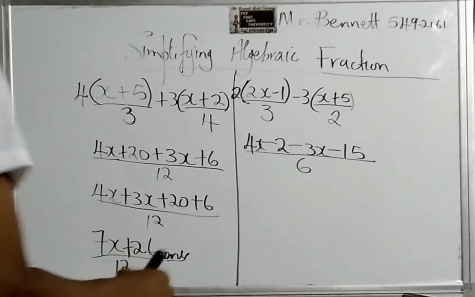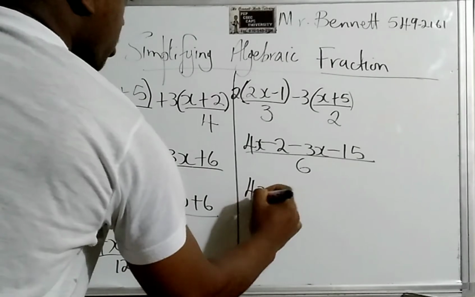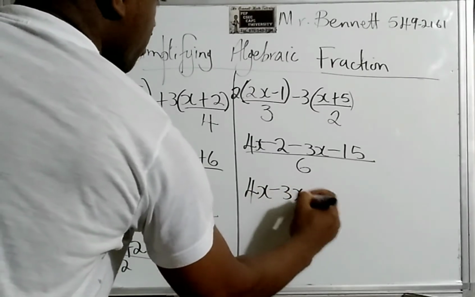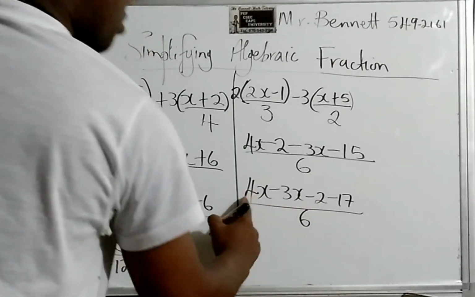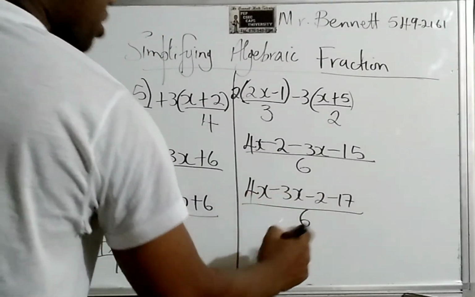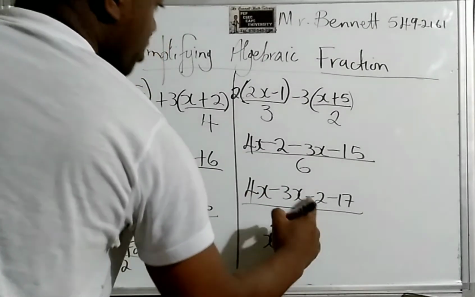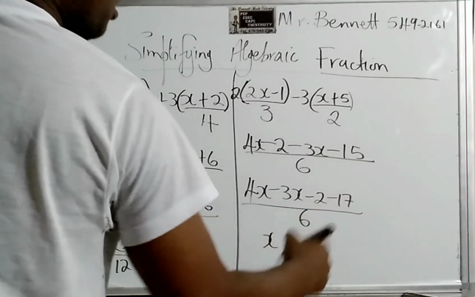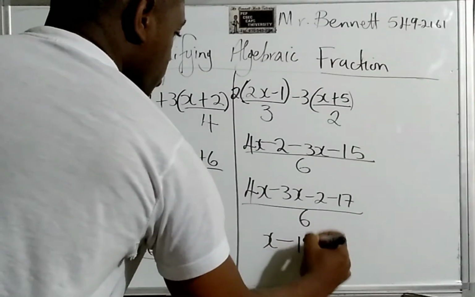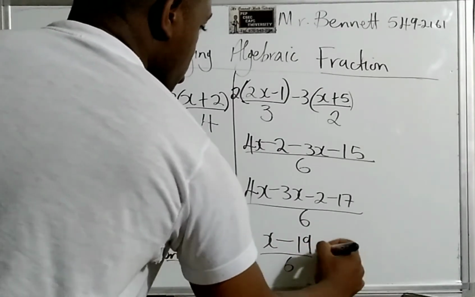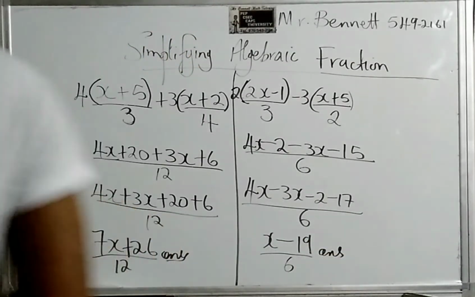And then we can simplify. So it would be 4x minus 3x minus 2 minus 15, upon 6. Group them and simplify. 4x minus 3x would give us x. Negative 2 minus 15, both of them are negative, so we add them and keep the sign. So it would be negative 17 upon 6. And that would be the answer.